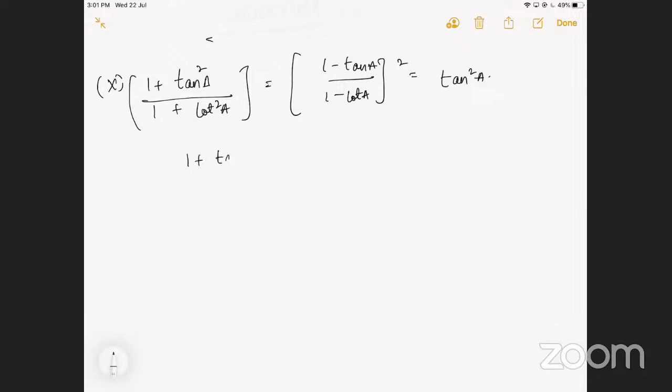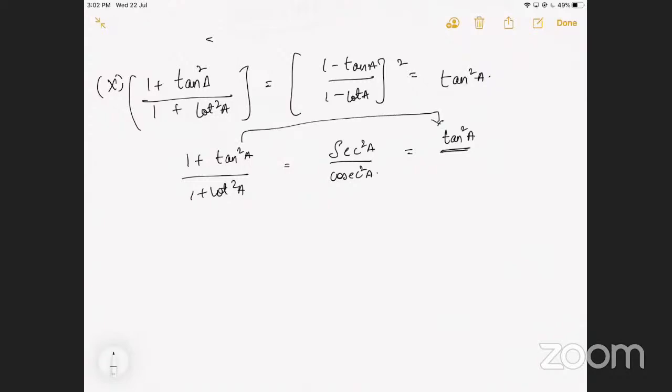1 plus tan square A upon 1 plus cot square A. Then we can write this equal to 1 plus tan square A upon 1 plus 1 upon tan square A, because we know cot theta is equal to 1 upon tan theta. Sir, instead we can directly write sec square A upon cosec square A by the formula, which will be equal to 1 upon cos square A upon 1 upon sin square A. This is directly tan square A. Can we say that? Yes sir.